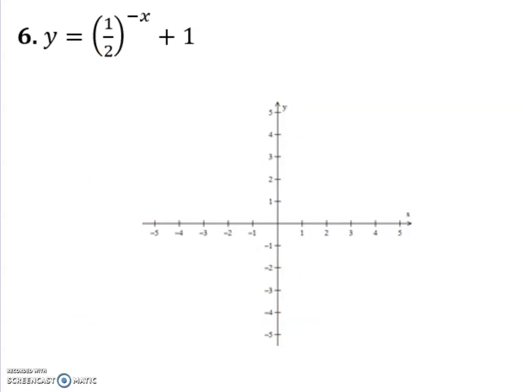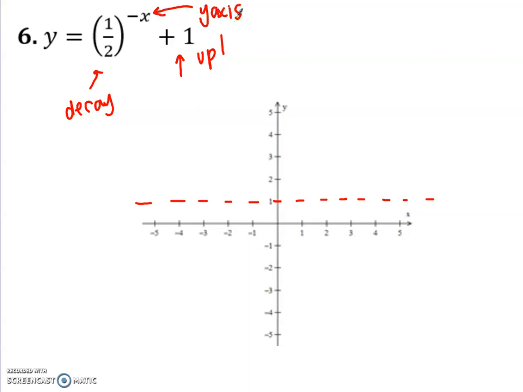And now we'll do our last one, number 6. And then we'll do 7. So 6. This has been moved up 1. Okay, it's exponential, so let's move up 1 for an asymptote. This 1/2, right, means it's a decay. And then that negative up there with the x is going to reflect over the y-axis. So that guy is a y-axis reflection.